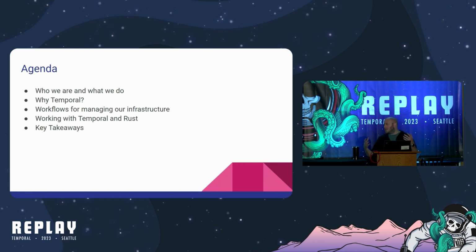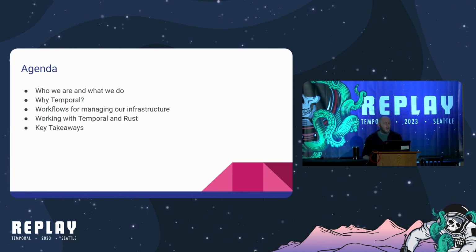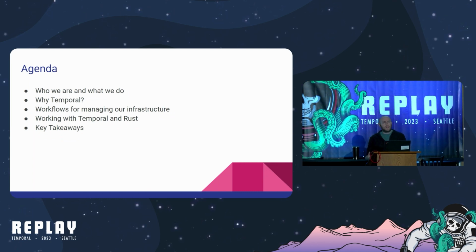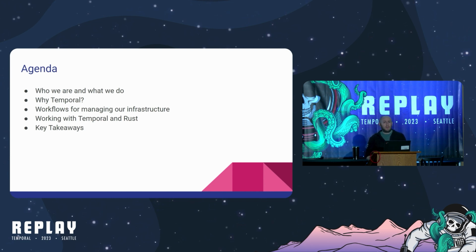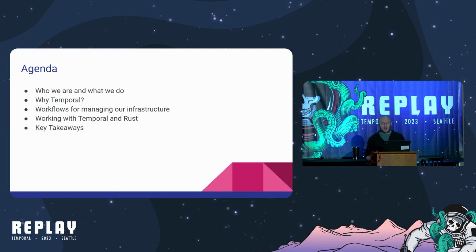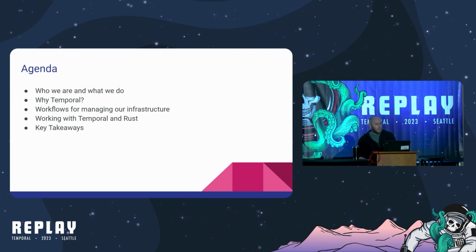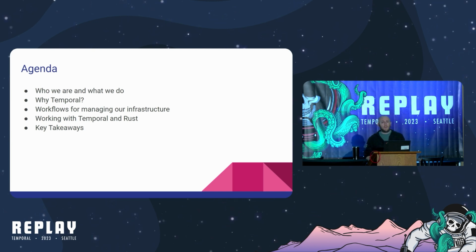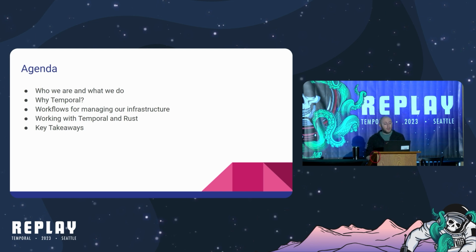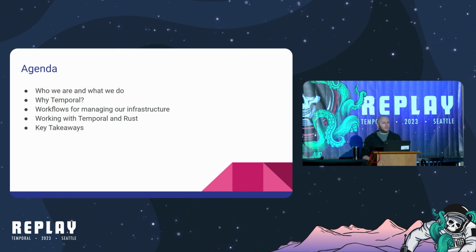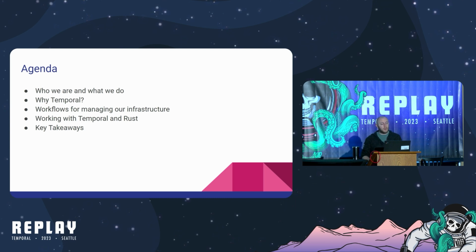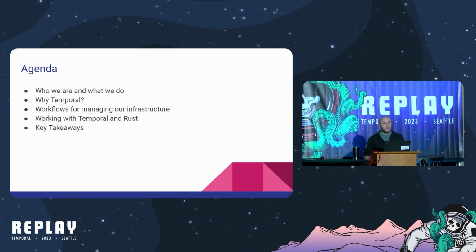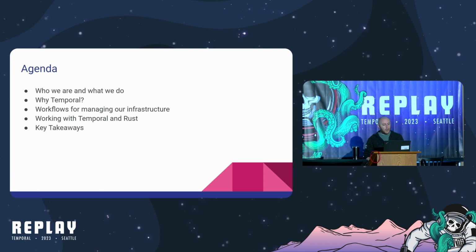So to set the stage for what we're going to talk about today, I'll chat a little bit about who Cosmonic is, what we do, and where WebAssembly comes into play. I'll talk about why that led into Temporal and our adoption of it. I'll talk about the workloads that we actually use for managing our infrastructure, since that's primarily what we use Temporal for. I'll talk a little bit about how we've started to integrate Temporal with our Rust code and Rust platform, and then I'll end with some key takeaways.